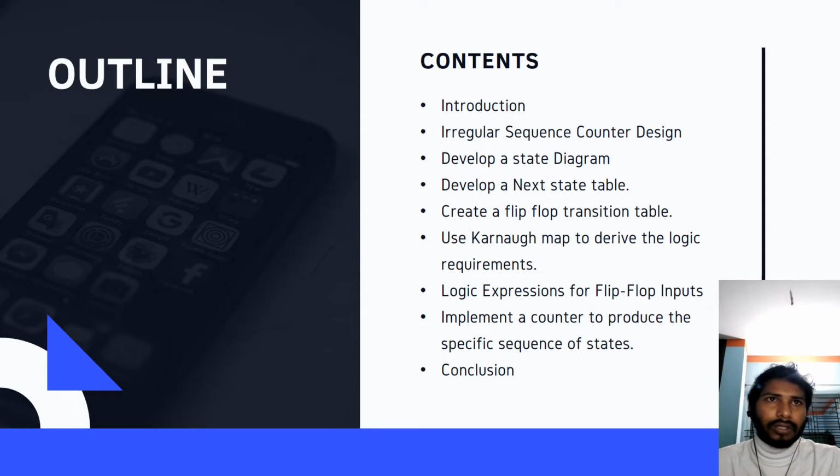Outline. Contents. Introduction. Irregular sequence counter design. Develop a state diagram. Develop a next state table. Create a flip-flop transition table. Use Karnaugh map to derive the logic requirement. Logic expression for flip-flop input. Implement a counter to produce the specific sequence of state, and conclusion.